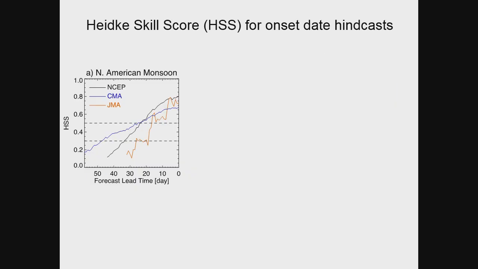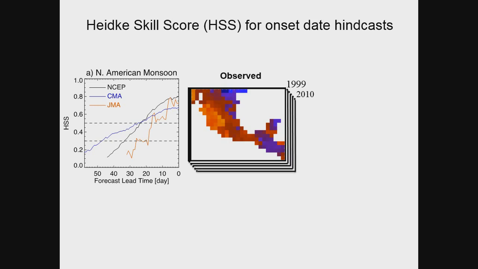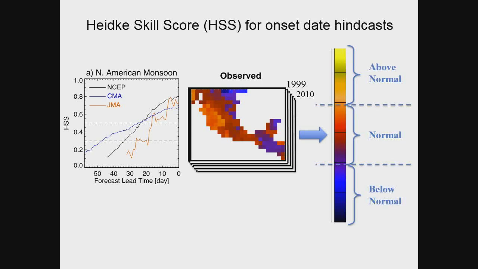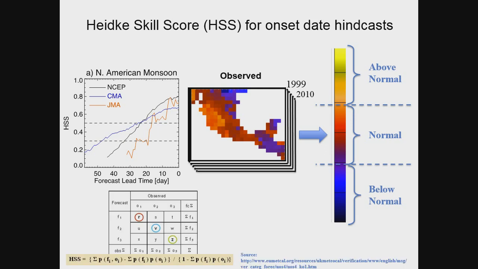And now again, it's a different metric for the same purpose, but now I'm looking at a Heidke Skill Score. And in this case, I take the observed values for the region and all the years, and then I rank them, and I calculate terciles, right? And based on the observed values of terciles, I calculate the Heidke Skill Score for the models, using the 3x3 contingency table.